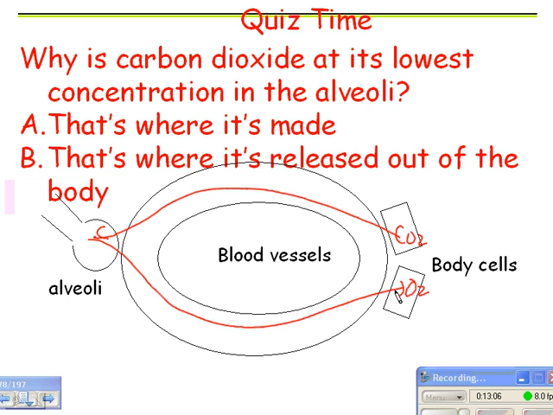So this is the lowest concentration of oxygen. This is the highest concentration of CO2. Do you see? Yes, but why would CO2 separate itself from oxygen like that? Because they're different things.